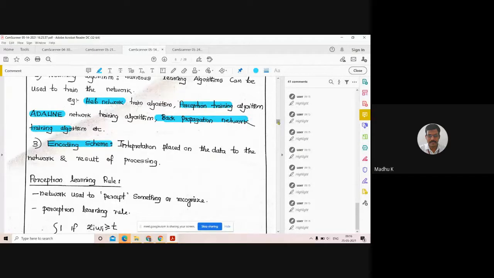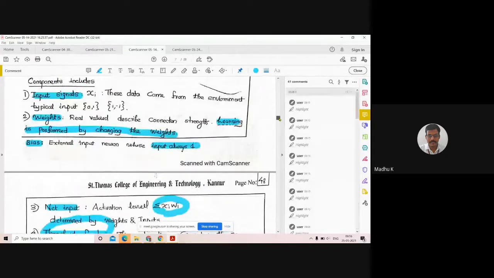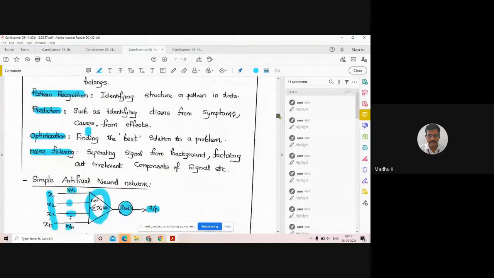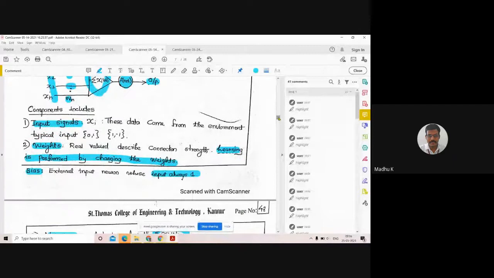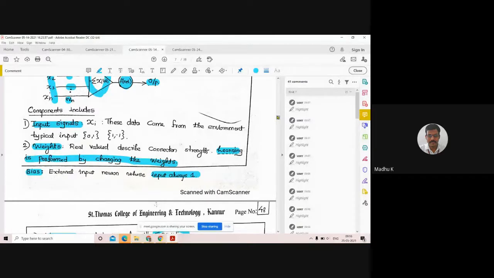Basically, you have an idea about the neural network. So which are the local properties? Anyone? Vishnu, which local properties?